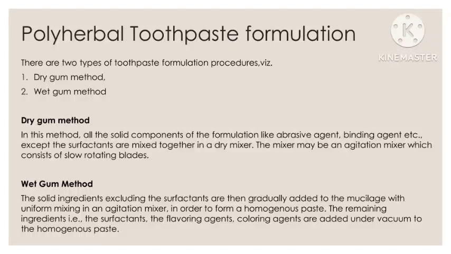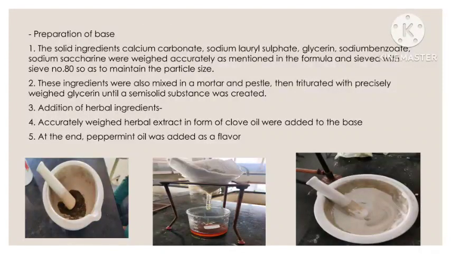Wet gum method. The solid ingredients excluding the surfactants are gradually added to the mucilage with uniform mixing in an agitation mixture in order to form a homogeneous paste. The remaining ingredients, that is the surfactant, flavoring agents, and coloring agents, are added under vacuum to the homogeneous paste.